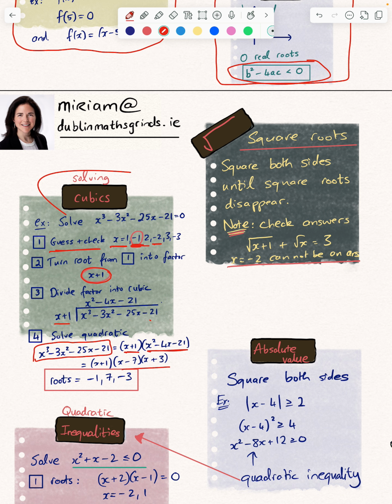And then you can solve the quadratic, which we can always solve, to find the remaining roots. Okay, so just remember those steps. If you're not given a root, guess until you find one. It's the one instance in Leaving Cert Maths you get to guess. Turn the root into a factor, divide the factor in, and solve the resulting quadratic.